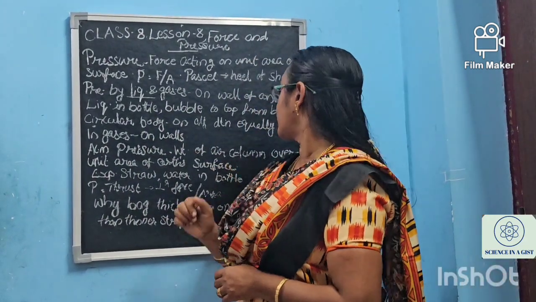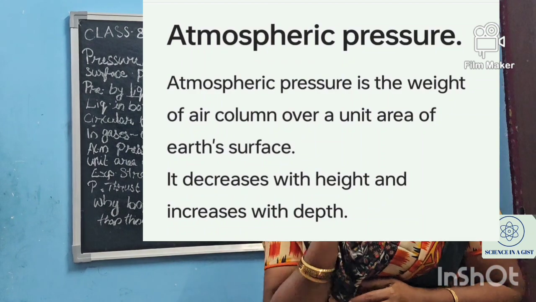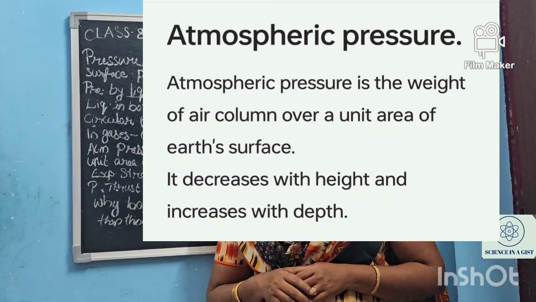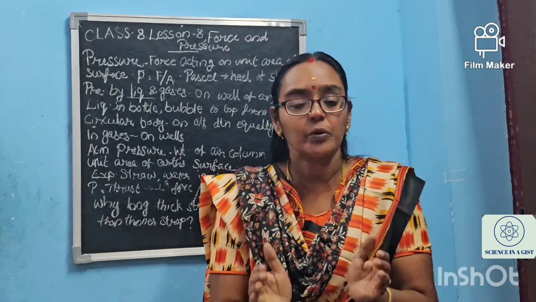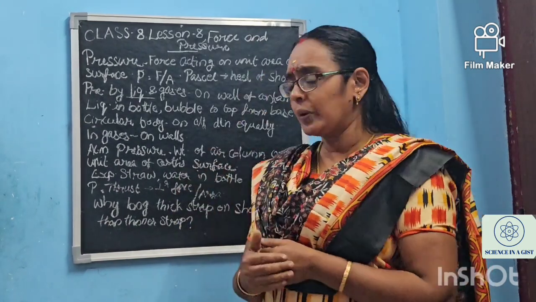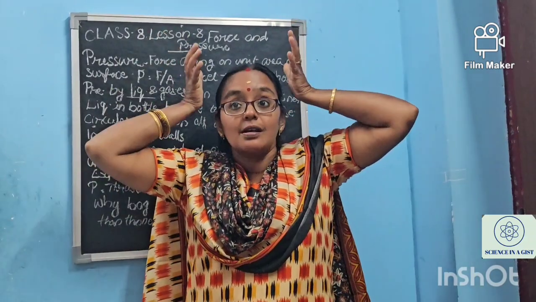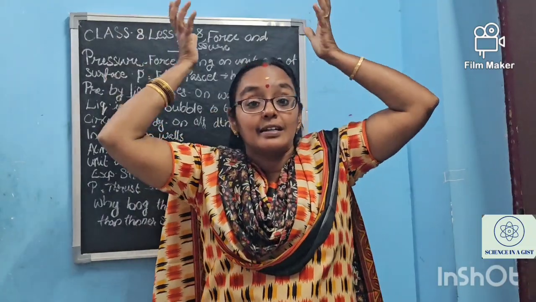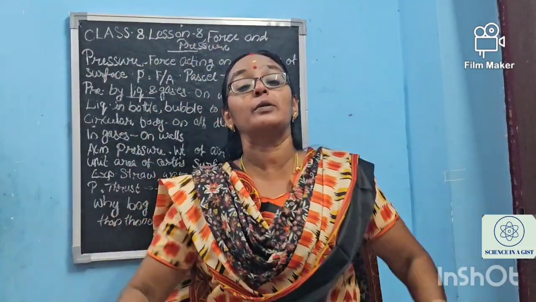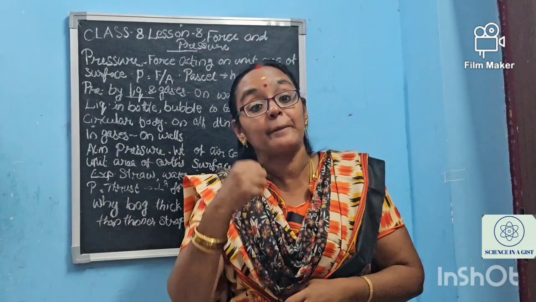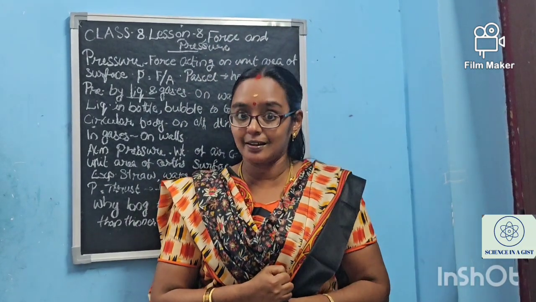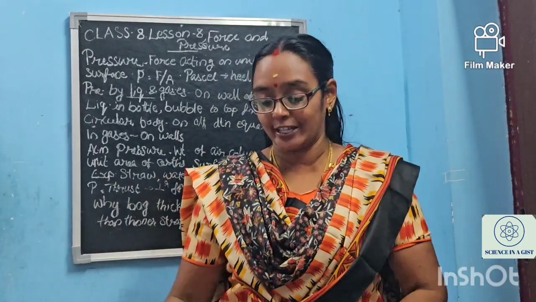Atmospheric pressure is the weight of the air column over a unit area of the earth's surface. Okay, so above us, atmosphere is exerting pressure. Above everything, atmosphere is applying pressure. Is there any doubt for you? I will give you one experiment.